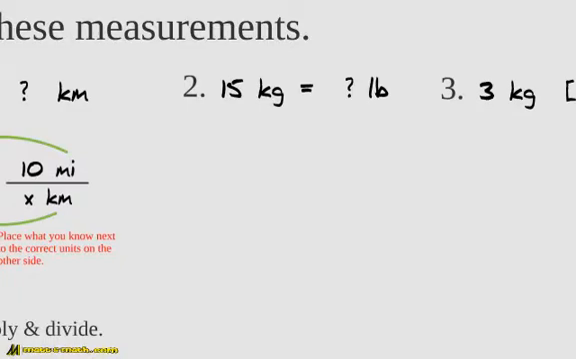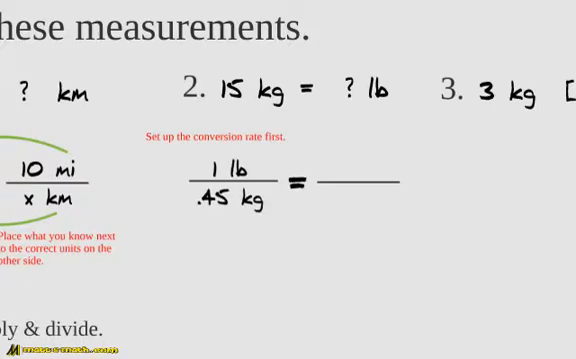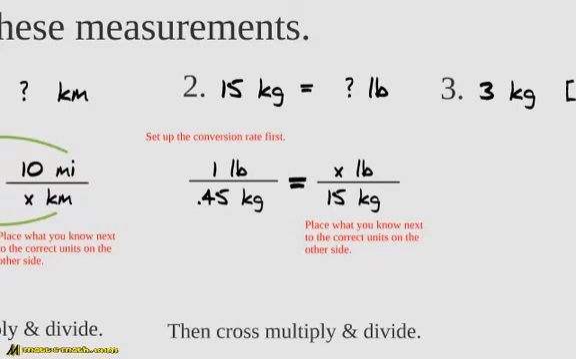Why don't you try setting this one up? Remember, use your proportions. Okay, set the conversion rate first. We're dealing with kilograms and pounds. I'm going to put 1 pound is 0.45 kilograms. Now set the right side up. Place what you know where they go with the correct units on top. Pounds on top, kilograms on bottom. Cross multiply and divide. You're good to go.